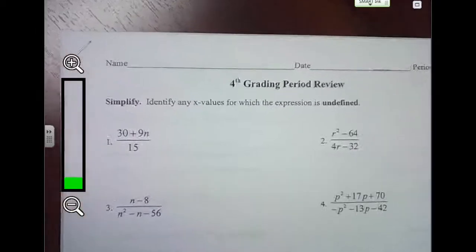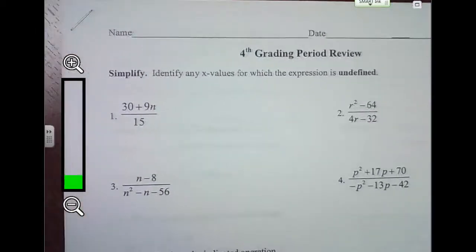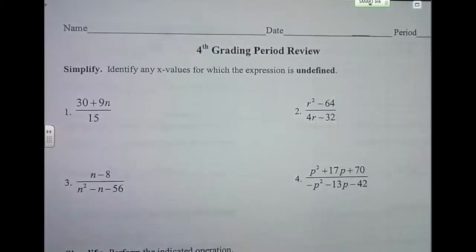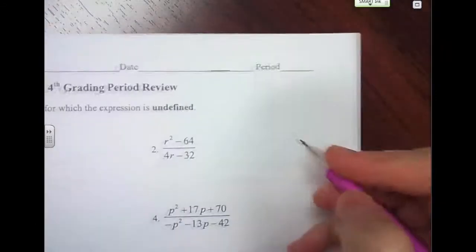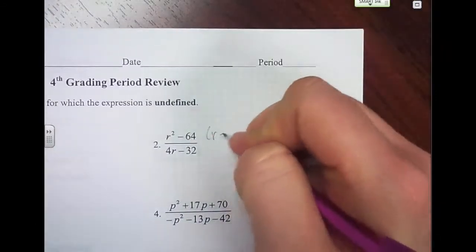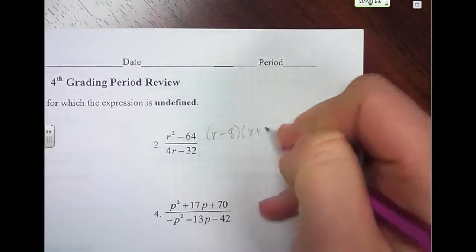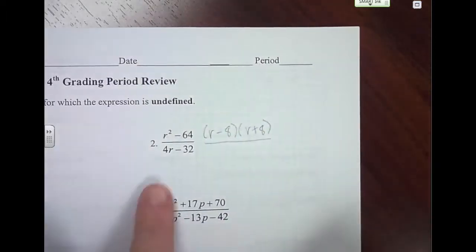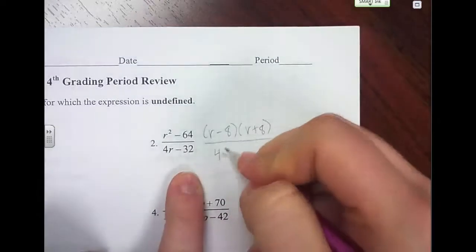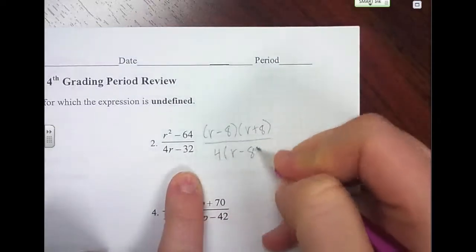Okay, let's do a couple from each section here. We'll do number 2. Number 2, the first thing you want to do is factor. So if I factor the top, we have a difference of 2 squares. So that would be r minus 8 times r plus 8 divided by, on the bottom, I can take out a GCF of 4, which would leave me with r minus 8.